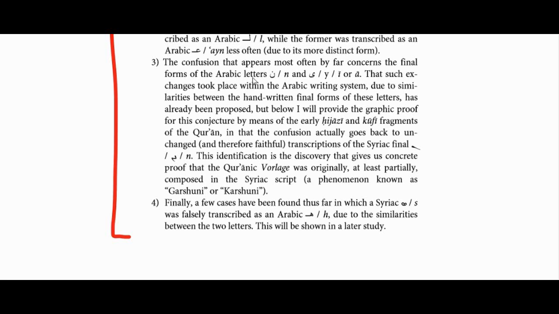That such exchanges took place within the Arabic writing system due to similarities between the handwritten final forms of these letters has already been proposed, but below I will provide the graphic proof for this conjecture by means of the early Hijazi and Kufi fragments of the Quran, in that the confusion actually goes back to an unchanged and therefore faithful transcription of the Syriac final Nun. This identification is a discovery that gives us concrete proof that the Quranic vorlage was originally, at least partially, composed in the Syriac script, a phenomenon known as Garshuni or Karshuni."